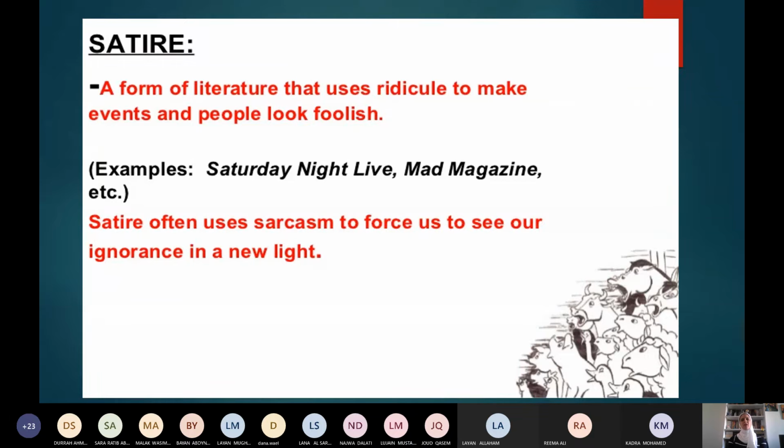There is also Saturday Night Live in Arabic. Yes, there is a part of the news. They make fun of the news in a way.